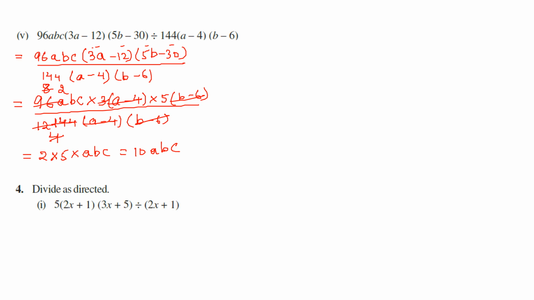Now next question. Divide as directed. 5 times 2x plus 1 into 3x plus 5, divided by 2x plus 1. By seeing the question only, you can see that in the numerator and denominator 2x plus 1 is present in both places, right? So you have to just simplify that. From here, 2x plus 1 and 2x plus 1 will get cancelled out, and I will be left with 5 times 3x plus 5. So this is the answer.